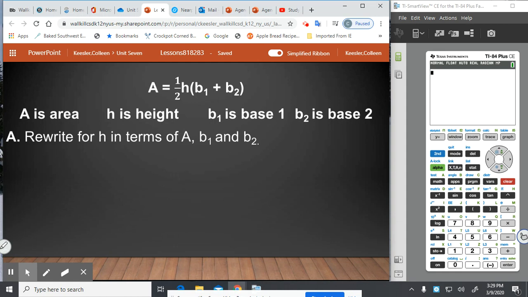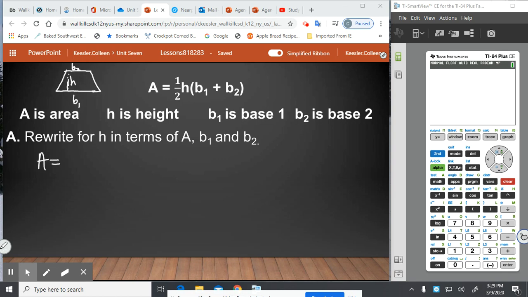All right, now this time we have the area formula for a trapezoid, where A is area, H is height, B1 is base 1, and B2 is base 2. If you have a trapezoid, it looks something like this. Okay, this is usually considered base 1, this is considered base 2, and this is considered the height. All right, so we want to rewrite for H in terms of A, B1, and B2.